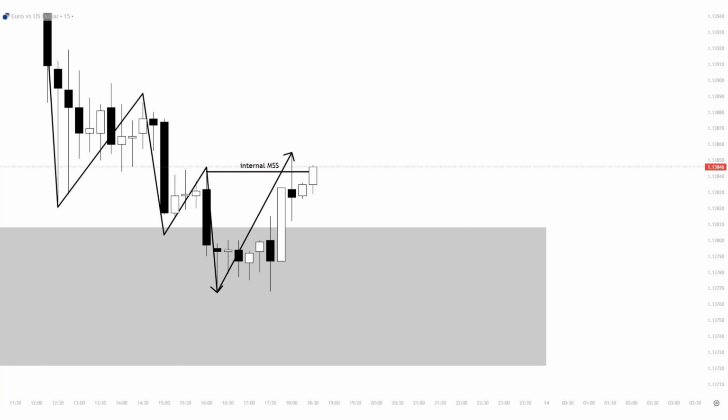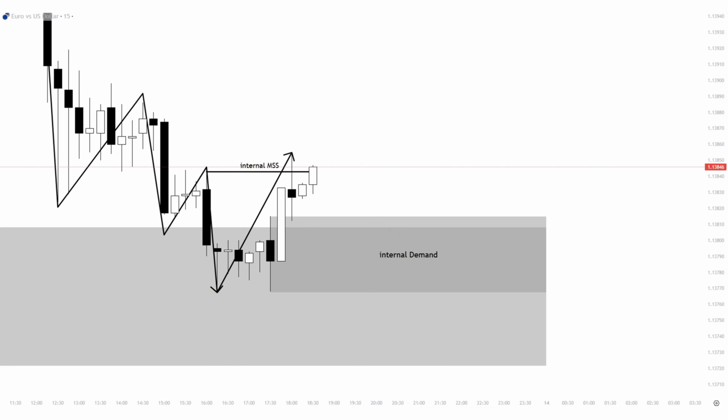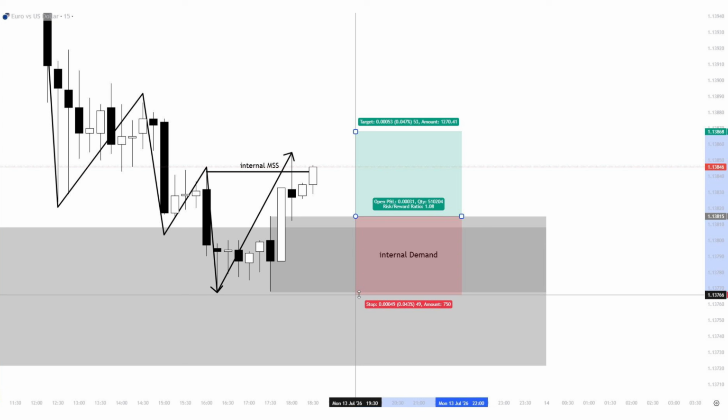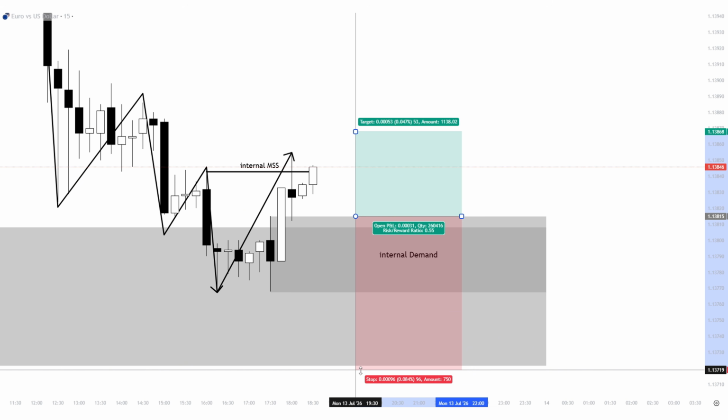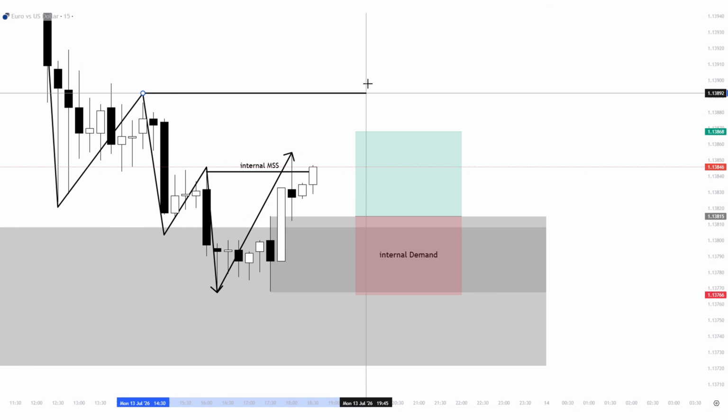And now, instead of trading the external demand, we actually look for an internal demand that's inside of the external demand, which is this candle right here. That's an internal demand or internal support level. And it's from this internal demand where we can now plan a setup, a buy position in this case, with the stop loss below the internal demand and not below the external demand. The take profit is placed above one of the previous internal highs, for example from around this high.